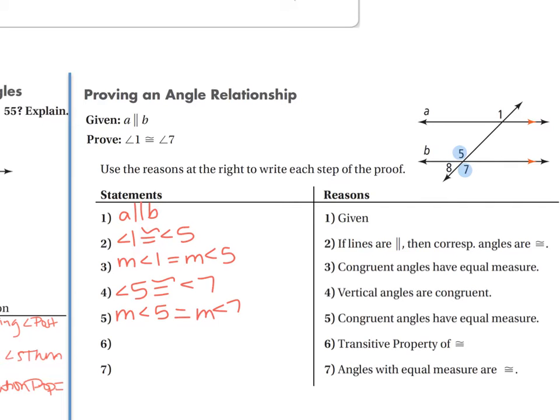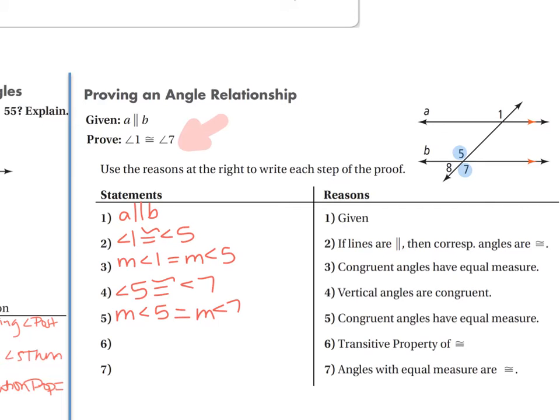The reason why I say that steps 3 and 5 are not necessary is because we're trying to get to congruent angles as our answer. So it's silly to me that we're going from congruent to equal back to congruent, but we're just going to do it.